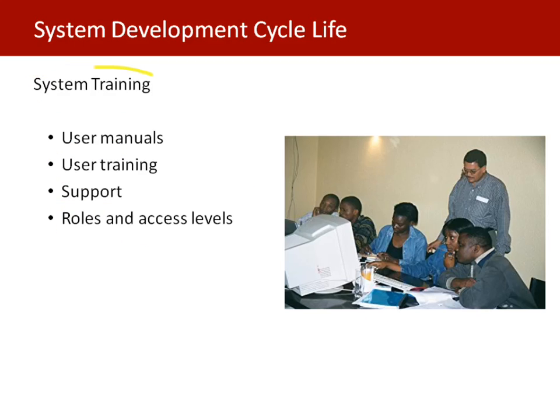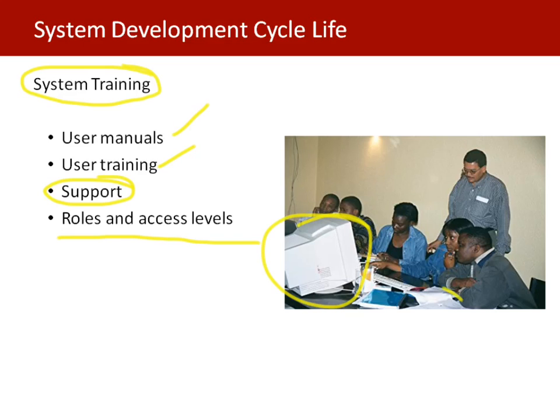The next one, once the system is completed, is system training. So you have the user manuals, you have a user training plan, you build the support during that process and make sure that everybody understands the roles and access levels of the systems. You can have these formal or informal training sessions where people are going to be working on a system, using their manuals, making sure they understand and they know how to use the system.